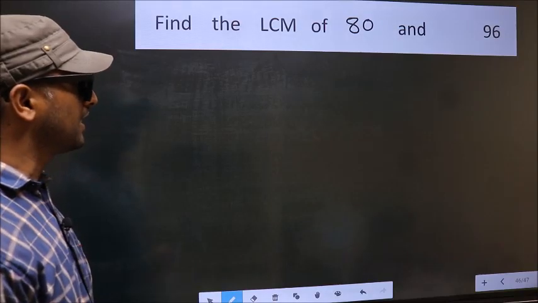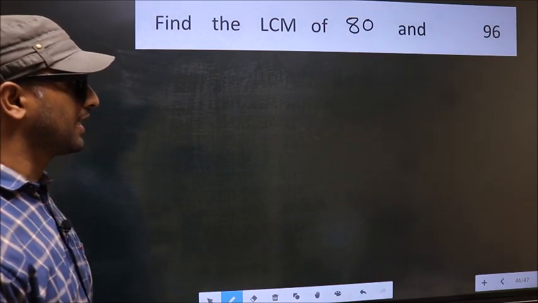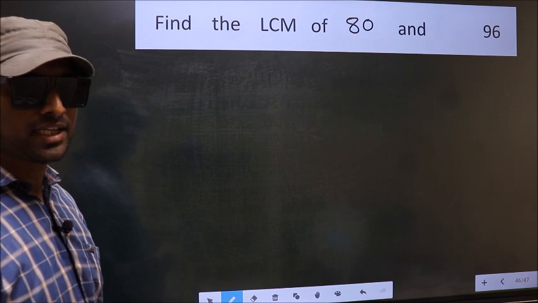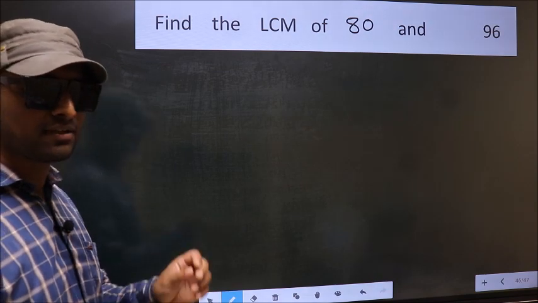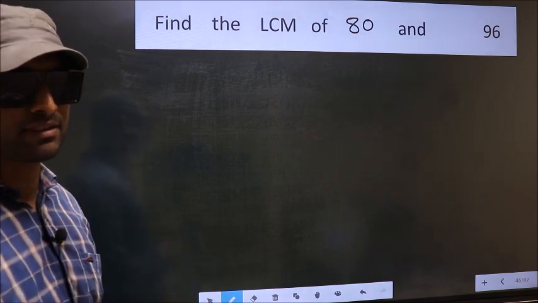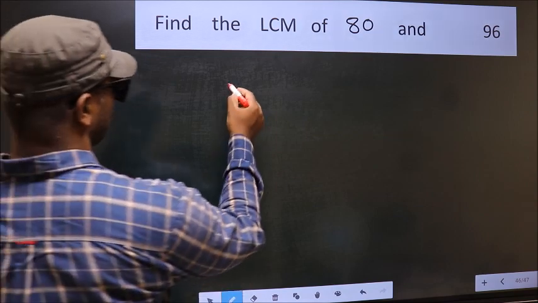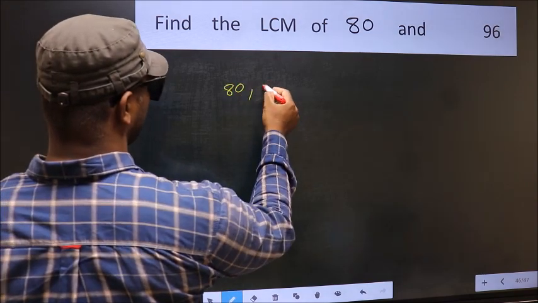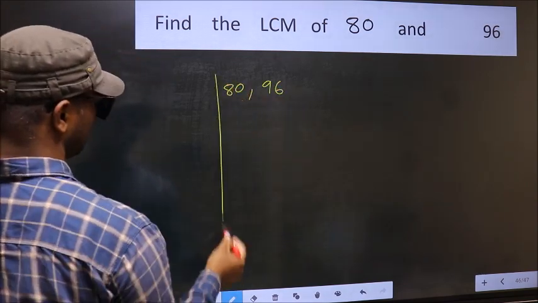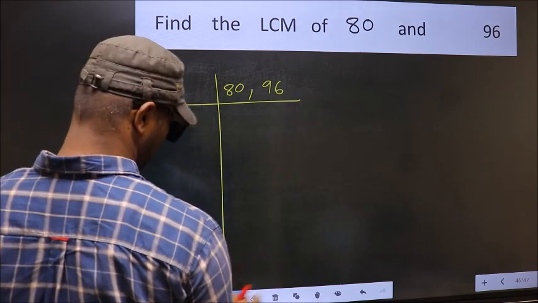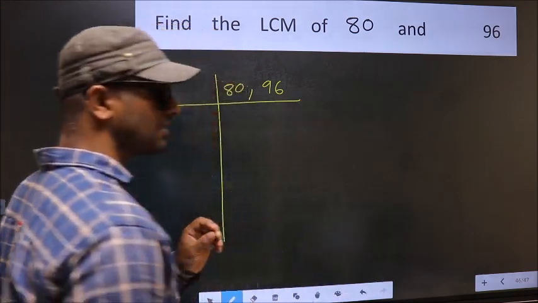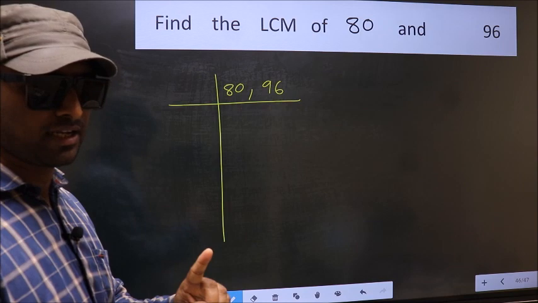Find the LCM of 80 and 96. To find the LCM, we should frame it in this way: 80, 96. This is your step 1.